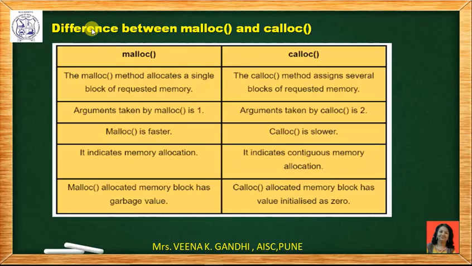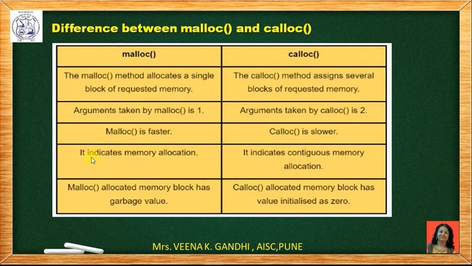Let us see the difference between malloc and calloc. The malloc method allocates a single block of requested memory. The calloc method assigns several blocks of requested memory. The argument taken by malloc is 1. The arguments taken by calloc are 2. Malloc is a little bit faster. Calloc is slower.